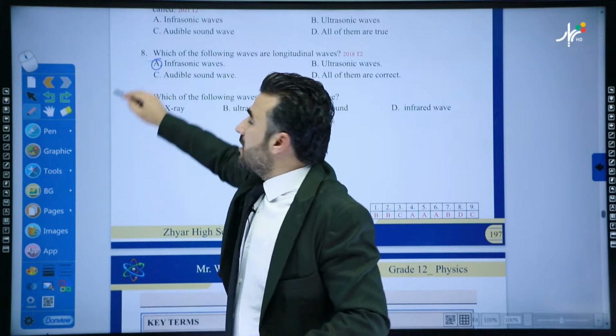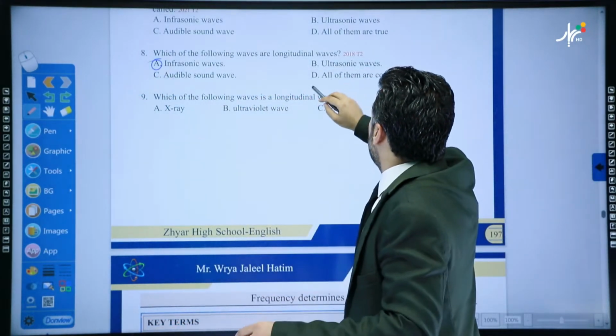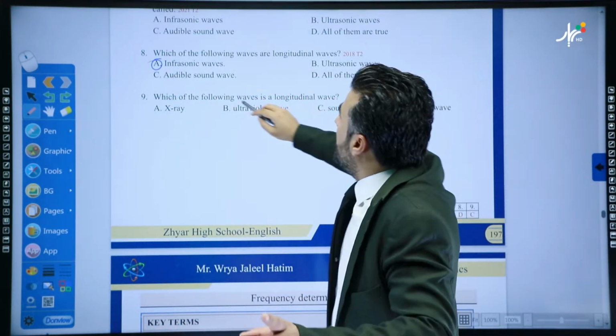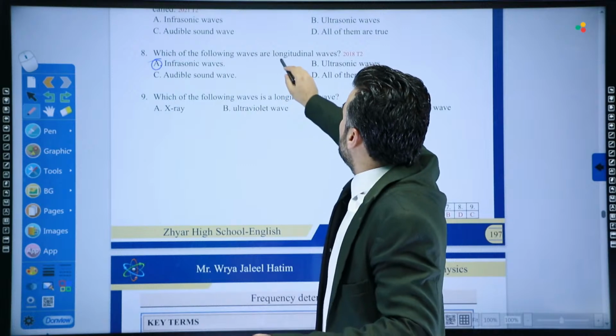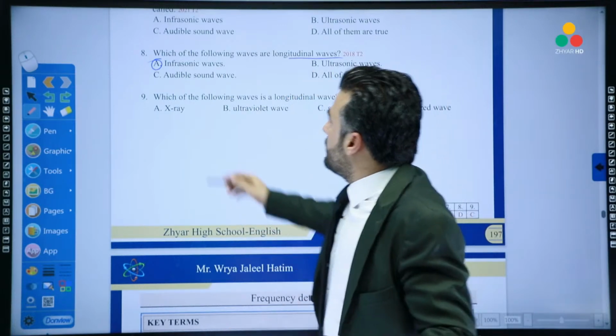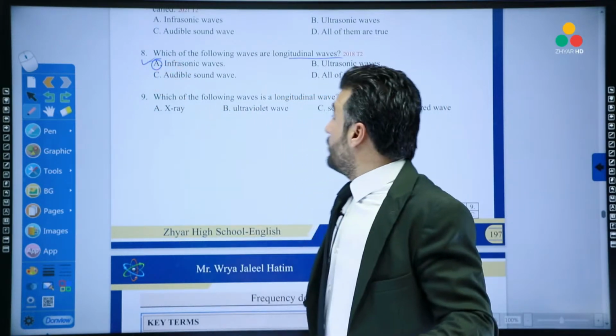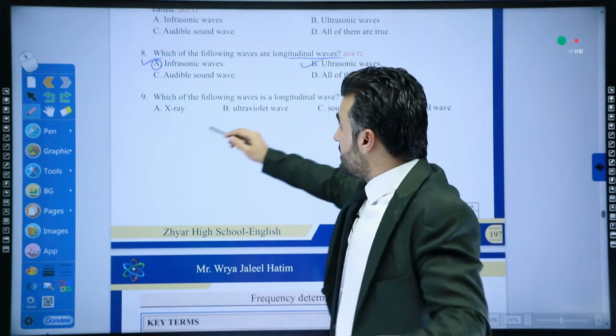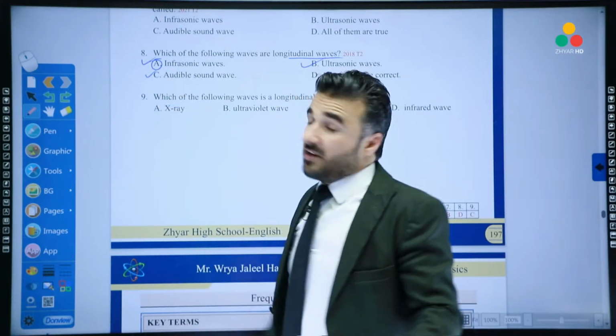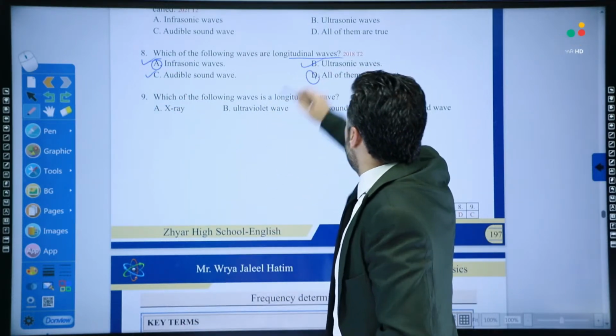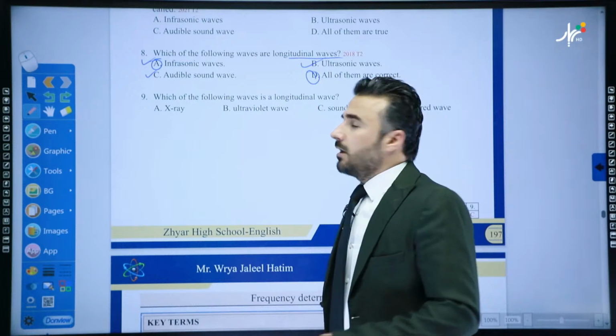But let's take a look at the other options. What about this one? Ultrasonic. It says which of the following waves are longitudinal waves? So this one, it is a longitudinal wave. What about ultrasonic wave? It is longitudinal. What about audible wave? It is a longitudinal wave. So in this case, we'll say all of them are correct in here.